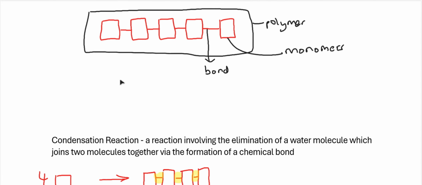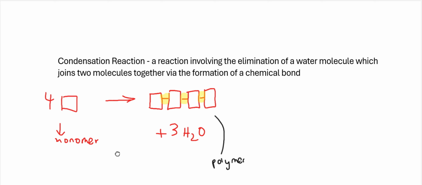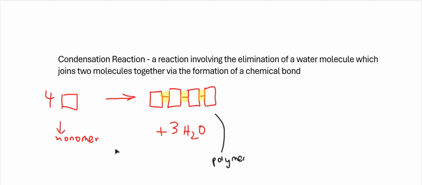Now, moving on, another part that is key to understanding is the condensation reaction. The condensation reaction is a reaction that involves the elimination of a water molecule, which joins two molecules together via the formation of a chemical bond. What do I mean by this definition? What is the key part of this definition? Well, if you think about it, we're going from separate monomers to a large structure, which is called the polymer.